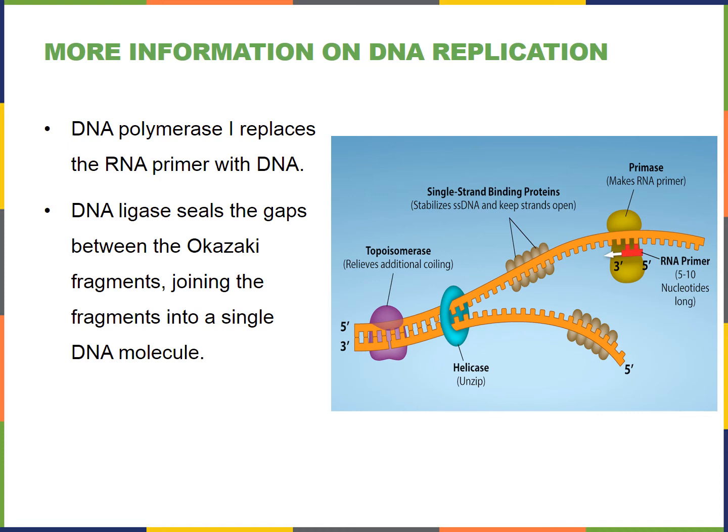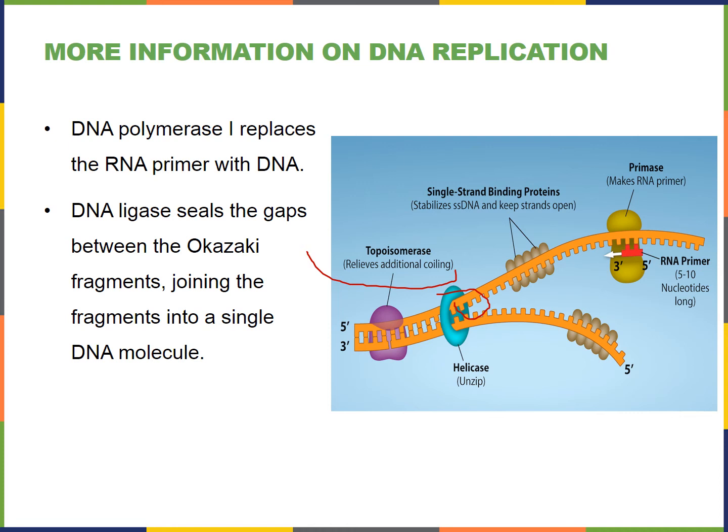And topoisomerase, as I mentioned on the previous slide, prevents the overwinding of the DNA double helix ahead of the replication fork as the DNA is opening up. And again, it does so by creating these temporary nicks in the DNA helix and then resealing it. And because DNA polymerase can only extend in the 5' to 3' direction, and because the DNA double helix is anti-parallel, there's a slight problem right here at the replication fork.